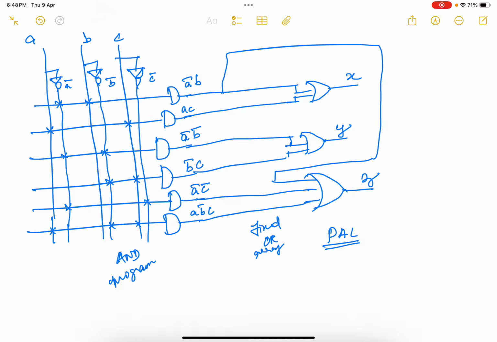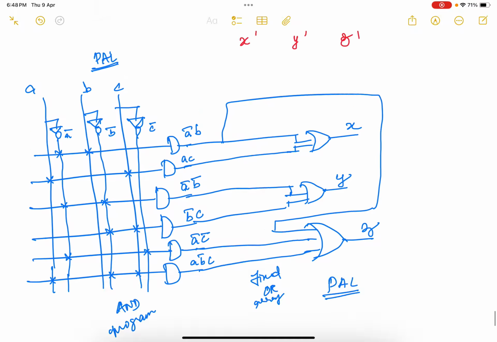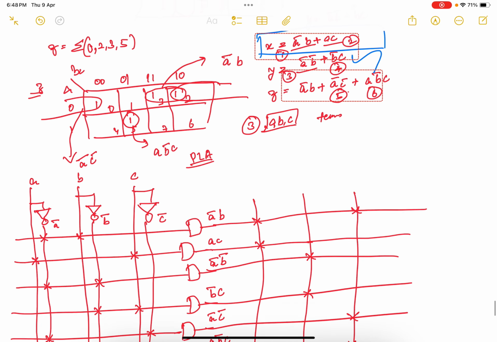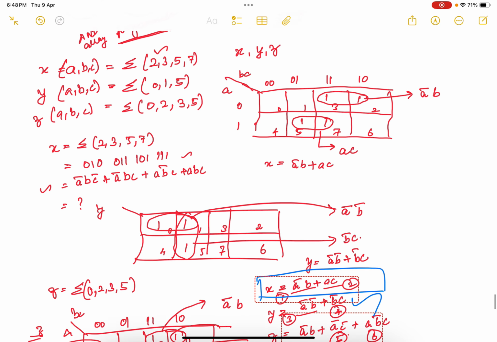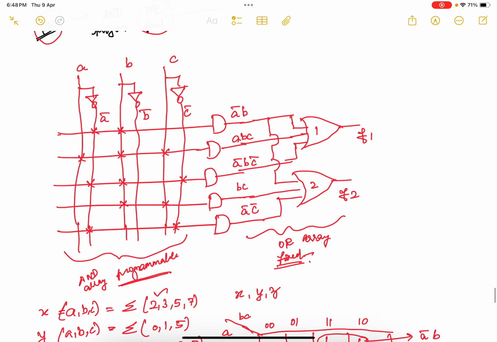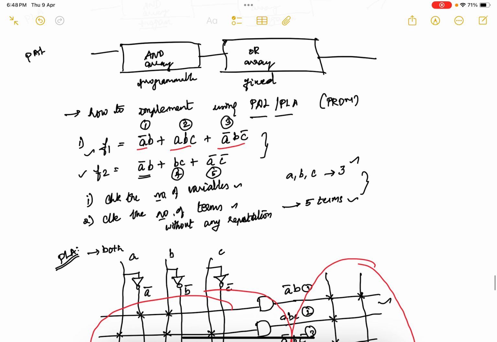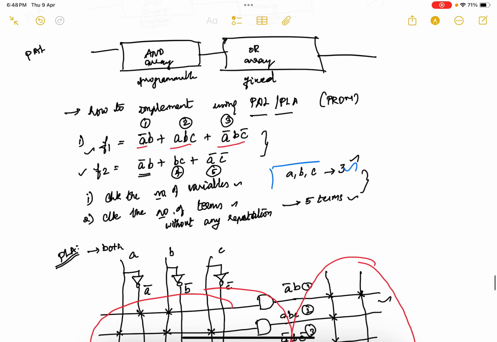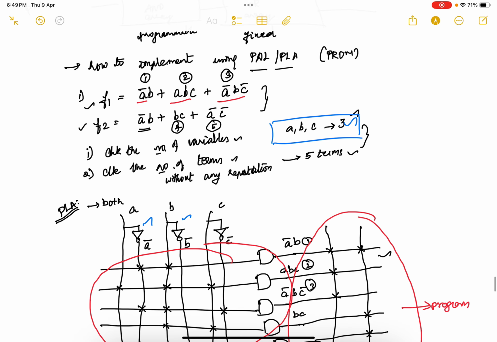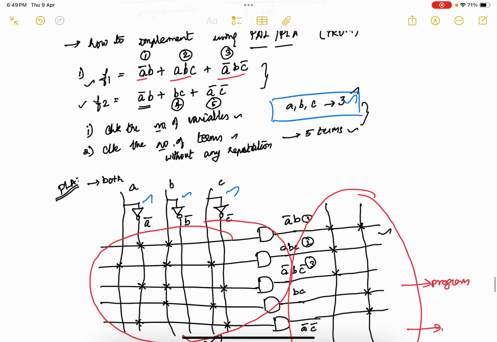Clear? So now I think all of you are clear on how to implement any circuit or any expression given to you using PAL or PLA. First, check how many variables there are. Based on the number of variables, draw your vertical lines and also draw the corresponding complement lines. Then, based on the number of terms, draw the horizontal lines connected with your AND gate. And whether it is PAL or PLA, implement it accordingly.